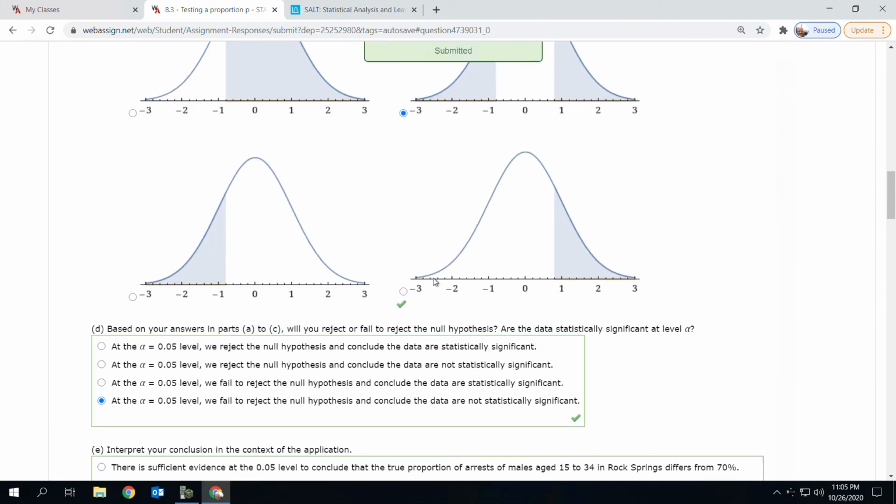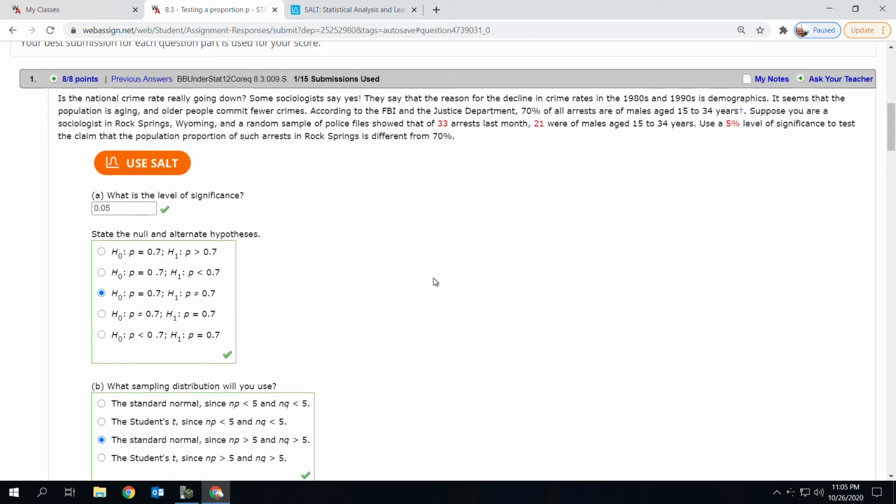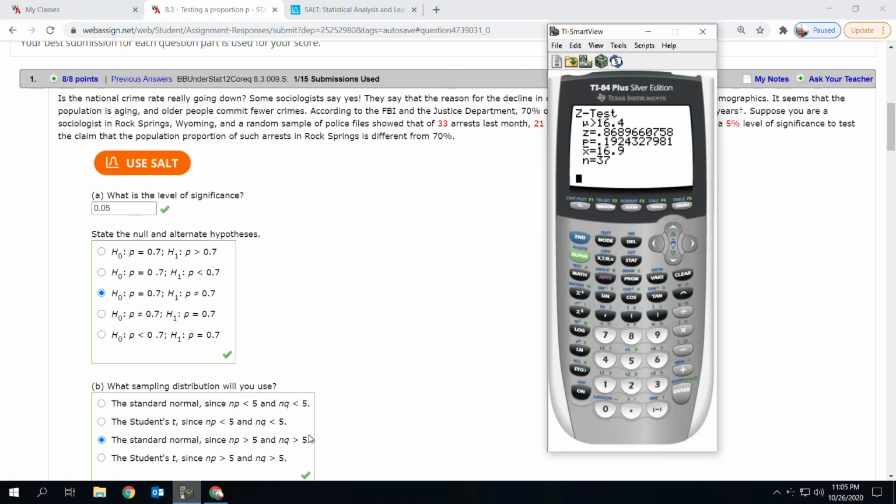Let's check the answers. They're all correct. Let's do the same thing, but this time I'm going to pull it up on the TI-84. Okay, stat, test, one prop z-test, one proportion z-test. Our null hypothesis was 0.70. We had 21 out of 33 arrests that were males aged 15 to 34. Our alternative hypothesis is not equal to, so make sure that is selected. And then calculate.